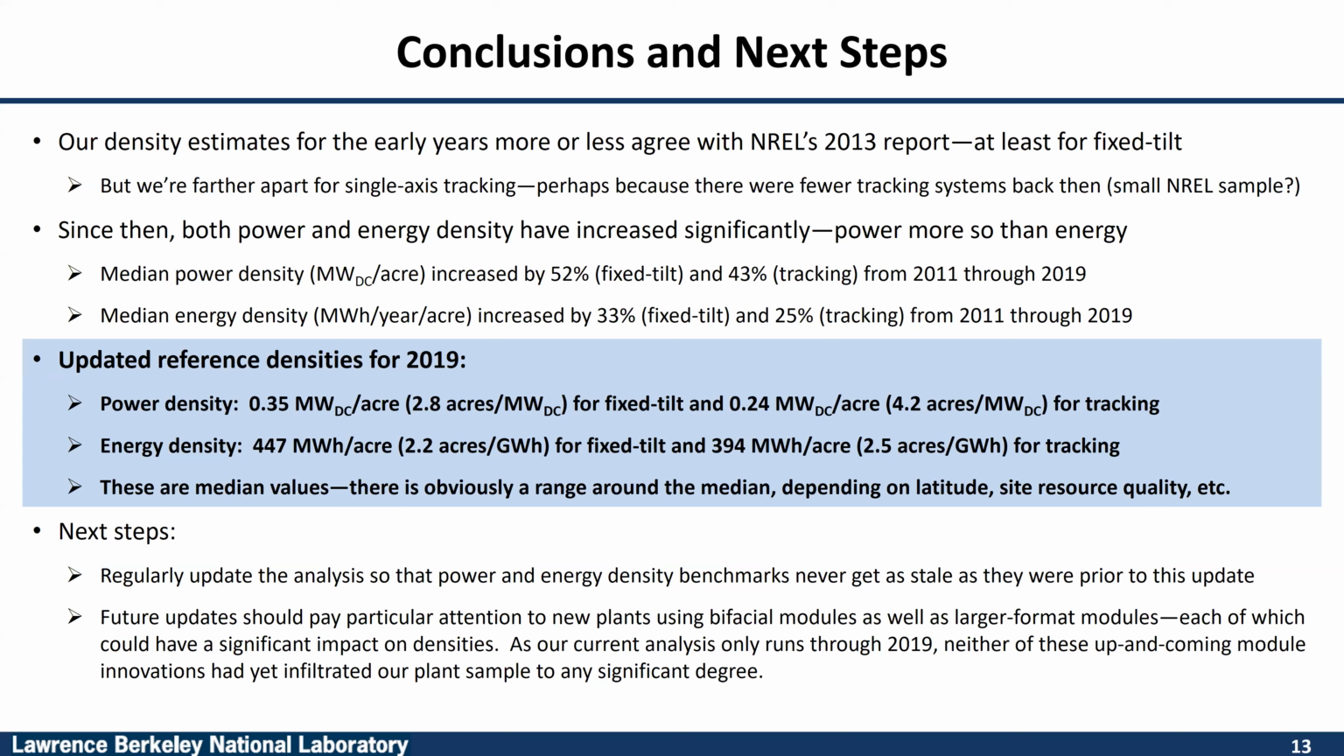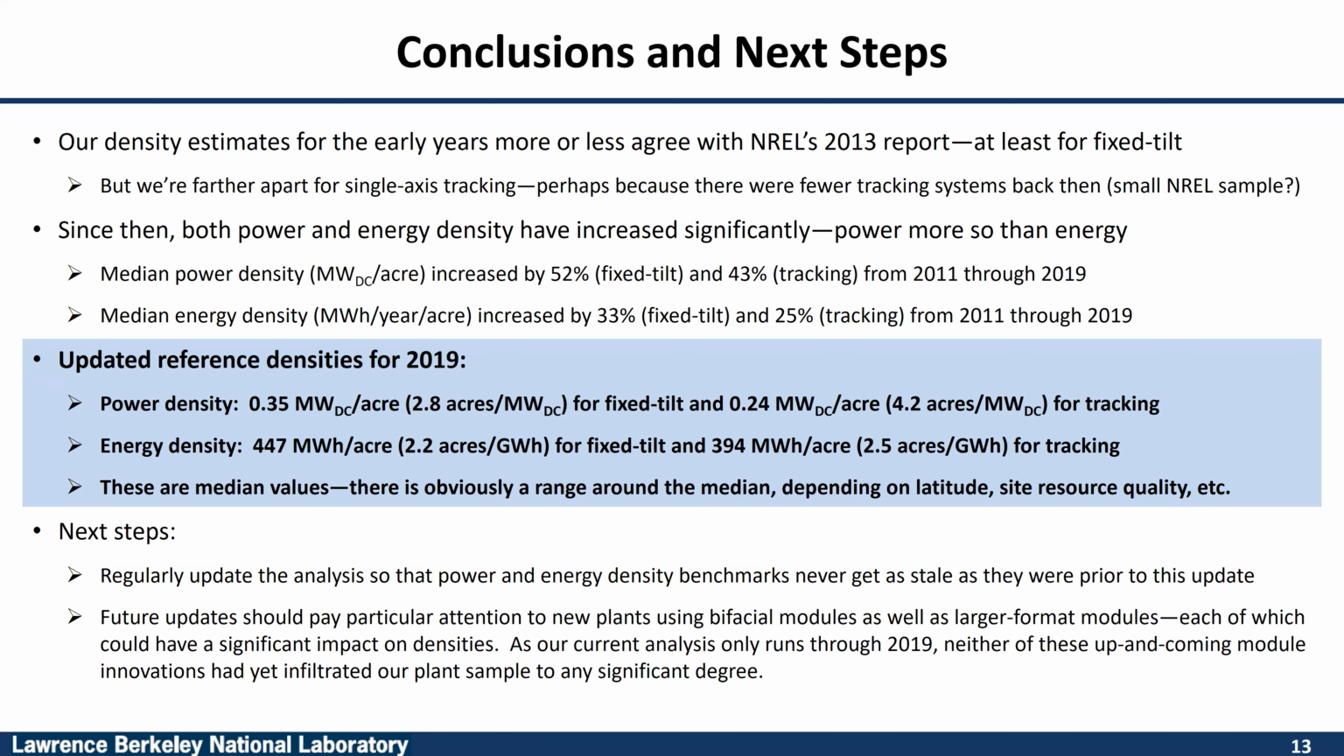Since those early days, both power and energy density have increased significantly, with power densities up 54% for fixed tilt and 43% for tracking, while energy density has increased by 33% and 25% respectively. What this means is that anyone who's been relying on the outdated density estimates from that earlier NREL report has been significantly overstating the land requirements of utility scale PV, and by extension, perhaps also the land use impacts.